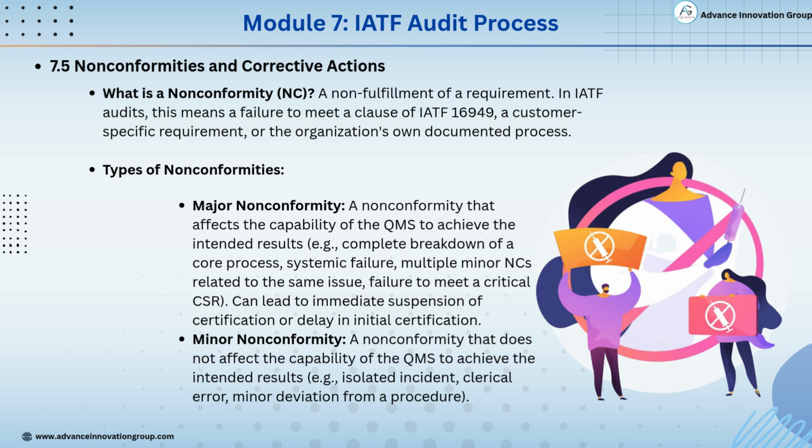2. Minor nonconformity. These are less serious. They don't affect the QMS's capability directly. Examples: a small deviation from procedure, a typo or clerical error, a one-time isolated incident. Still needs corrective action, but won't impact certification unless repeated.